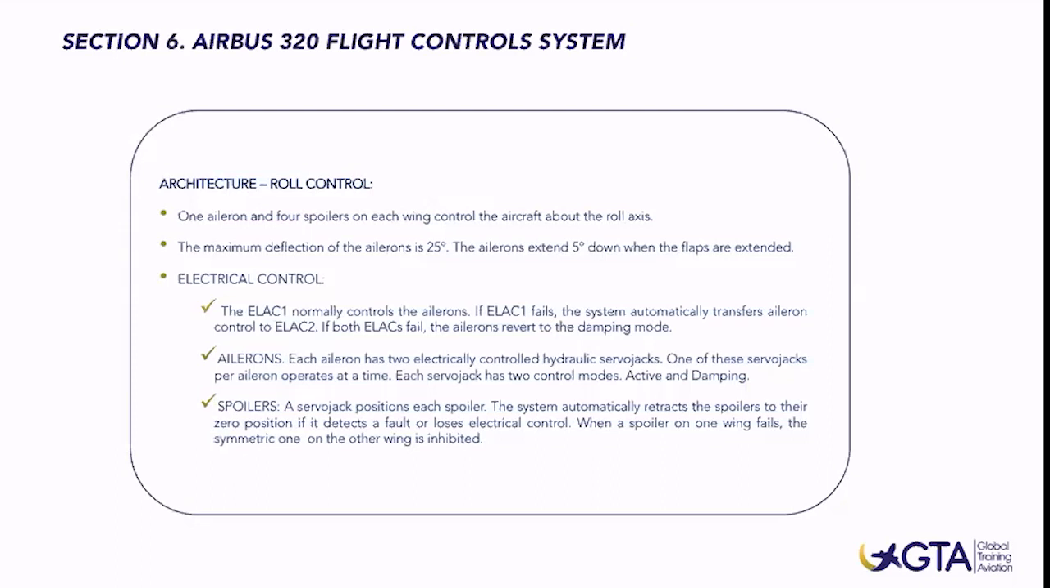Each aileron has 2 electrical control hydraulic servo jacks. One of these servo jacks per aileron operates at a time. Each servo jack has 2 control modes, which are active and damping mode. Regarding the spoilers, a servo jack positions each spoiler. The system automatically retracts the spoilers to their 0 position if it detects a fault or loses electrical control. When a spoiler of one wing fails, the symmetric one on the other wing will inhibit.